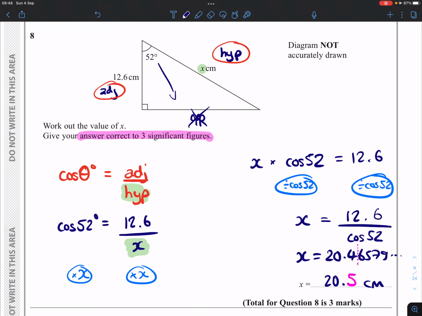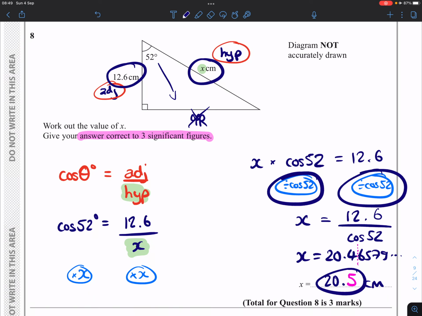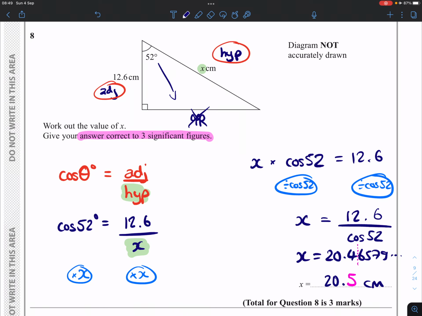Quick check to make sure that you've done the right trig ratio, but more importantly that you've done the right sums as far as multiplying and dividing goes. Your answer here should be bigger than 12.6 because the hypotenuse is the longest length, and 20.5 is. That's not going to guarantee you being right all the time, but it's always worth checking, because if you make an obvious mistake like maybe multiplying both sides by cos of 52, you'd have ended up with a smaller answer. And so if there's any way that you can catch out some common mistakes that you can make, you always want to check for that.